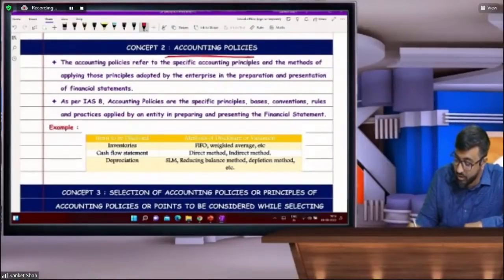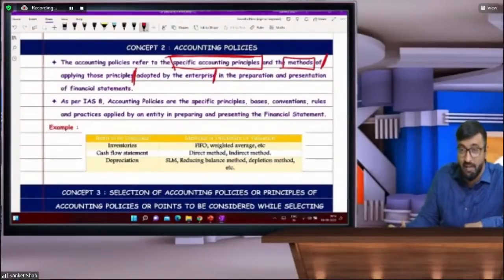Accounting policies refers to specific accounting principles and methods of applying those principles adopted by the enterprise in the preparation and presentation of the financial statements. Suppose you want to learn any sentence, it is always better to break that sentence. In accounting standard, if you write this properly in the exam, you will get full marks. So this definition is very, very important. What is accounting policy? Specific accounting principles and methods of applying those principles adopted by the enterprises in the preparation and presentation of financial statements.